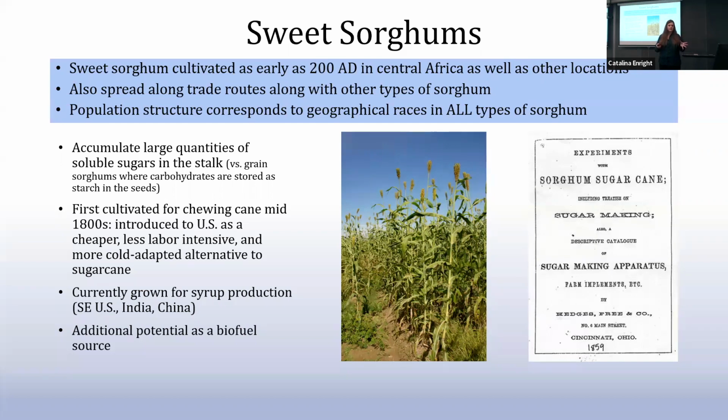As I mentioned, what's phenotypically distinct about them is their height, the smaller grain heads, and the fact that they accumulate all these sugars in the stalk. And then, anecdotally interesting, sweet sorghum was the first type of sorghum brought commercially to the US. It's because it's much less labor intensive than sugarcane. It was brought over by abolitionists who thought it would be an alternative to sugarcane, which required slaves. And now we're interested in it as a possible biofuel source, because you can use the sugars for biofuel.